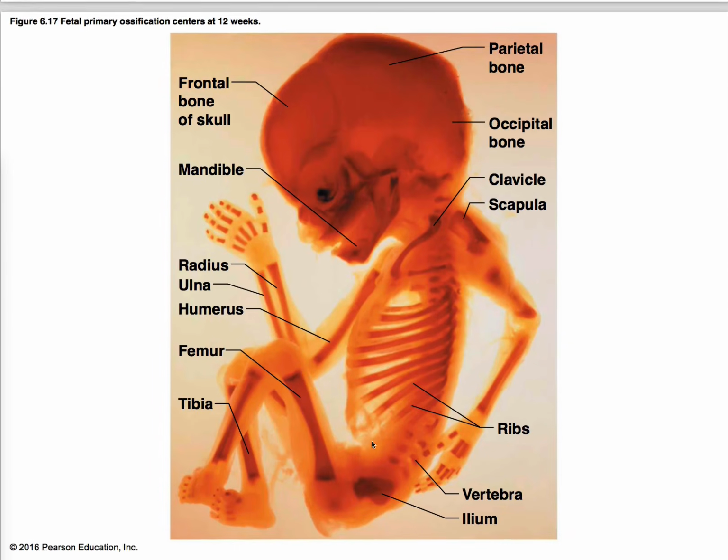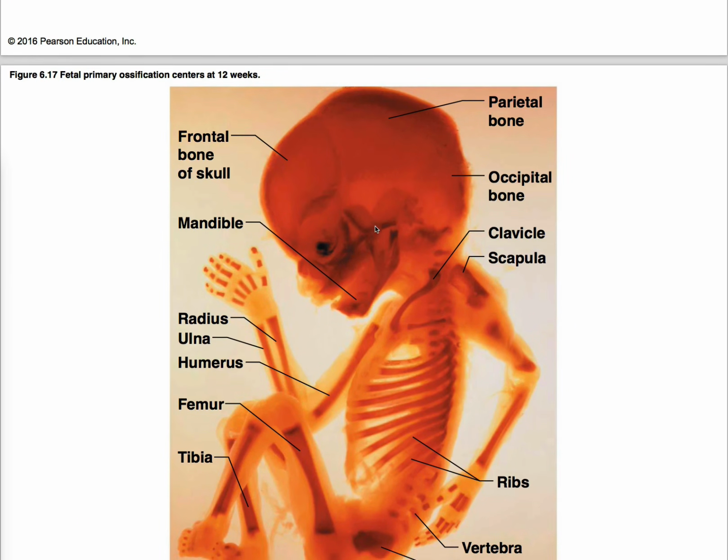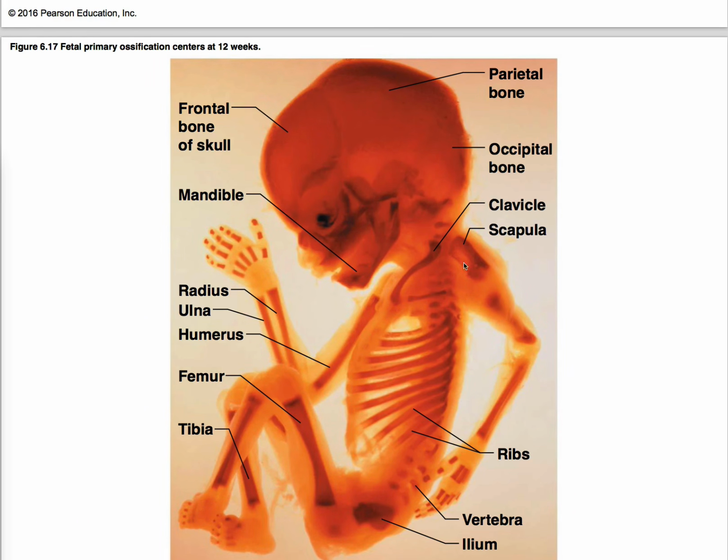When you look over here in this photo, this is a roughly 12-week-old fetus. You can see the parietal bones. The darker areas are where primary ossification has already occurred. This is the femur. This is the tibia over here. This is the fibula. This is the radius. This is the ulna. You can see the digits. This is the collarbone, the clavicle. This is the shoulder blade, the scapula.